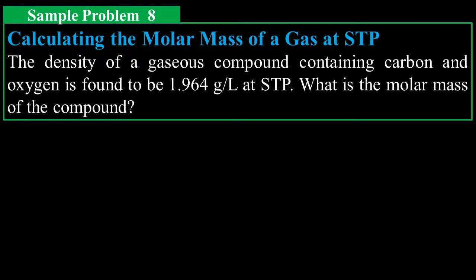Well, you'd simply say, I need to find the mass of 1 mole. So you'd simply say 1.964 grams over 1 liter equals X grams over 22.4 liters. And that would be the answer. Simple proportional relationship, because you know the volume of 1 mole of any gas is 22.4 liters.